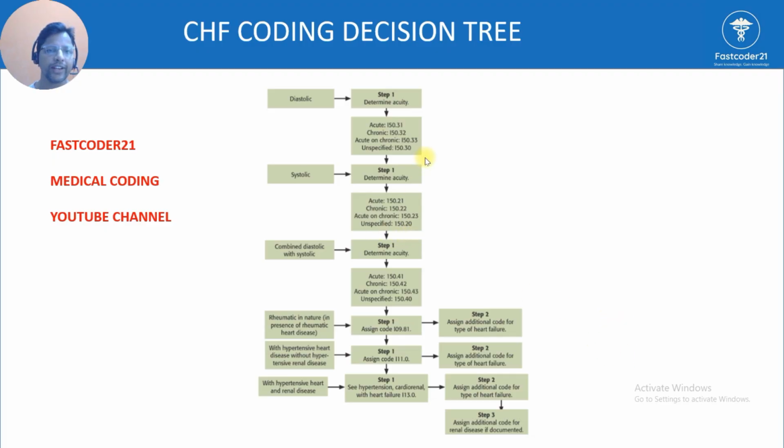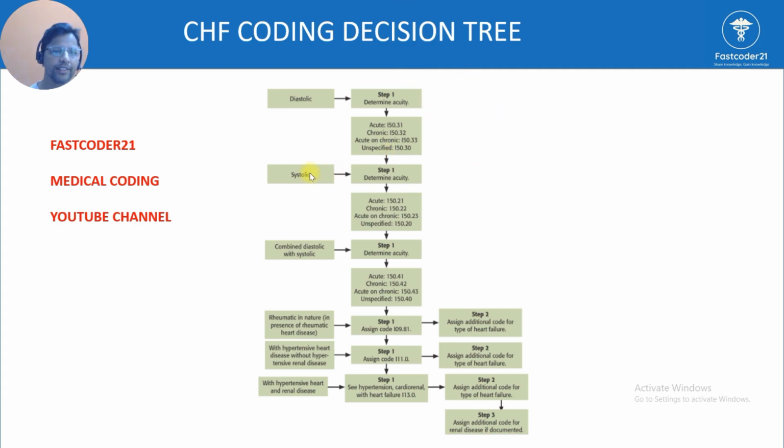For acute, we need to use I50.31. For chronic diastolic failure, we need to use I50.32. If the documentation contains acute and chronic diastolic heart failure, we need to use I50.33. And if the documentation does not contain any acuity related to heart failure, we need to use I50.30. So this is for diastolic heart failure.